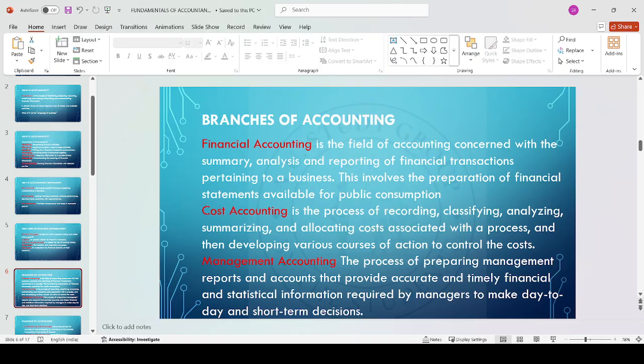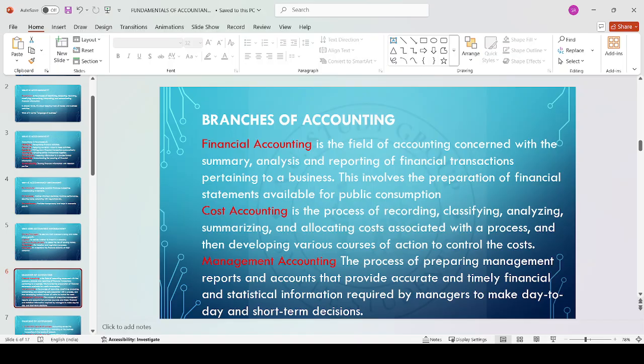Next, cost accounting. Cost accounting is all about understanding and managing costs. It involves recording, classifying, analyzing, summarizing, and allocating costs associated with producing goods and services. This information helps businesses control their cost and make decisions about pricing and production. Cost accounting will decide what the price of a product or a service will be. Financial accounting decides if your company is making profits or losses.